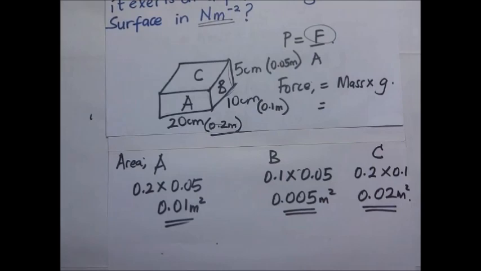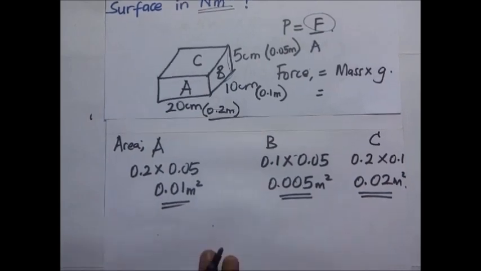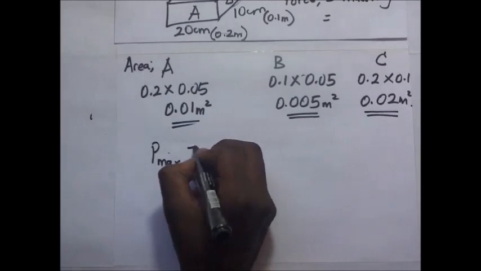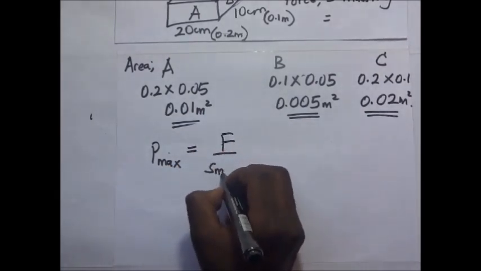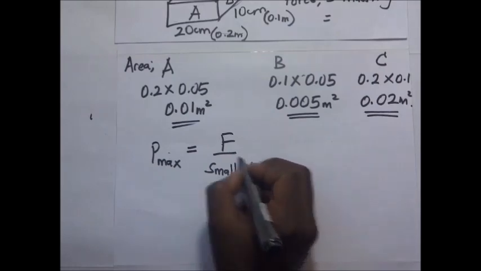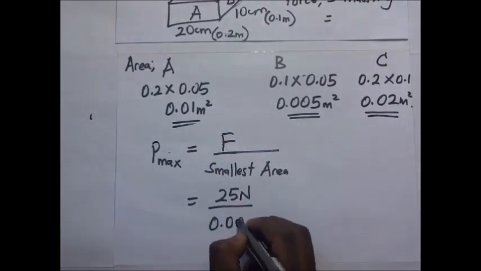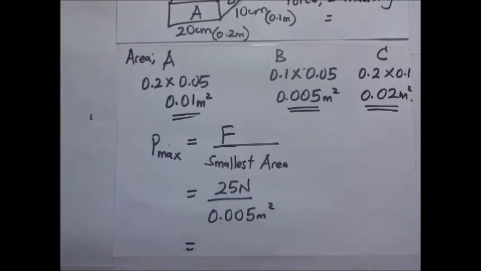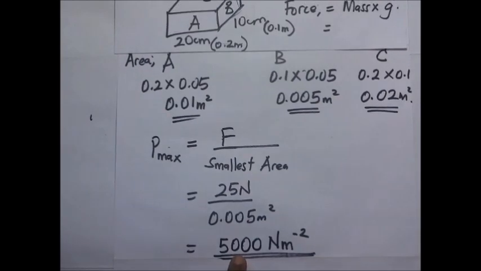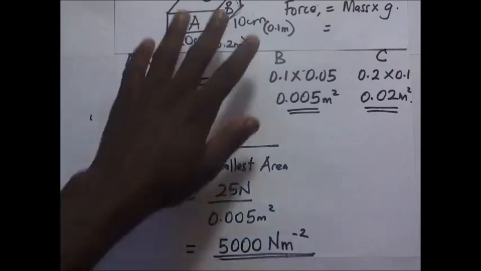Now if you look at all these three faces, A, B and C, you realize that the smallest area is B. B has the smallest area of 0.005 meters squared. If this is the smallest area, it means that here is where the maximum pressure is going to be experienced. So to calculate maximum pressure, P maximum is going to be equal to the force over smallest area. The force, we got 25 newtons. Divide that by our smallest area, which is 0.005 meters squared, and our answer is going to be our maximum pressure exerted. The maximum pressure is exerted on the smallest area, and in that we have answered the question.